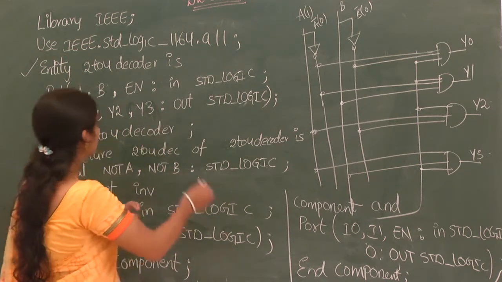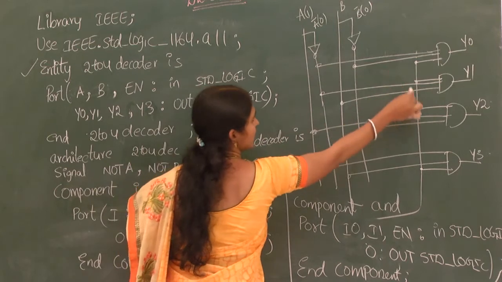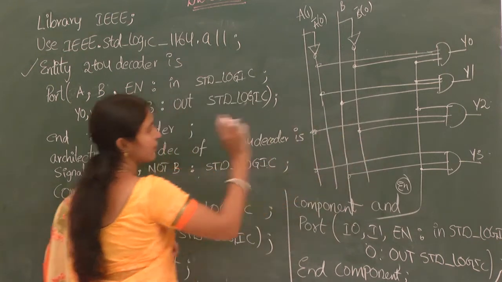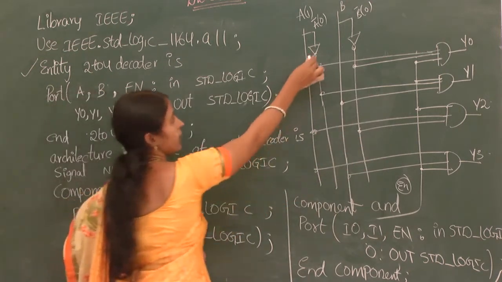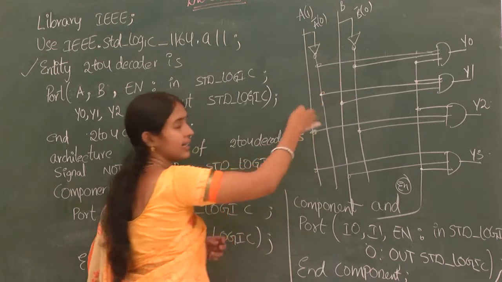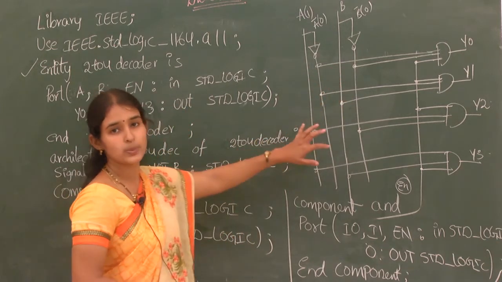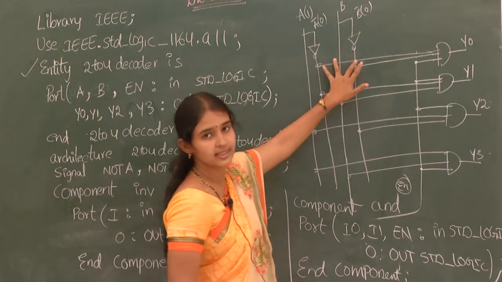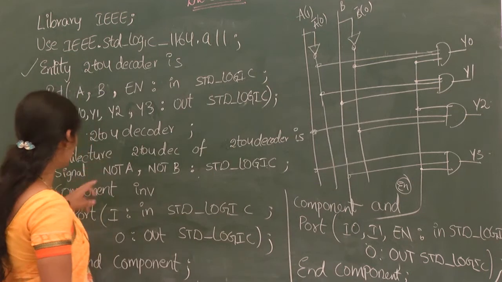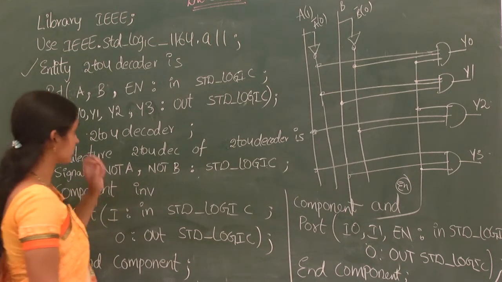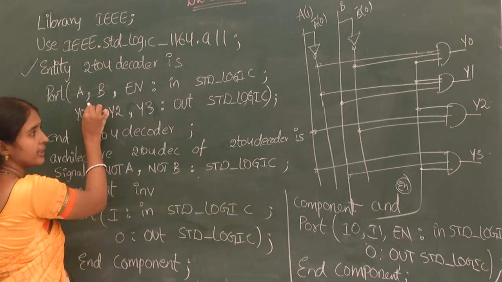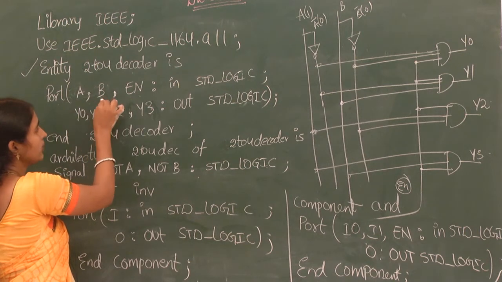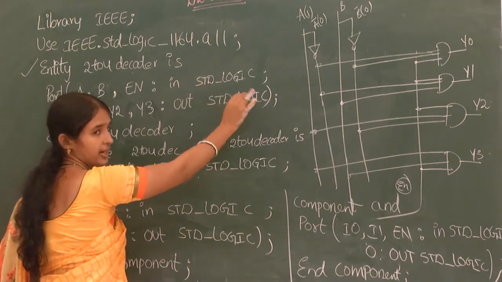What are your inputs? A, B as well as enable input are your inputs, whereas A bar and B bar are signals that are internally generated. So you won't specify them in your entity declaration. You will generate these signals internally. Now coming here, in the port declaration or entity declaration, you specify your inputs, that is A, B, enable, in std underscore logic.